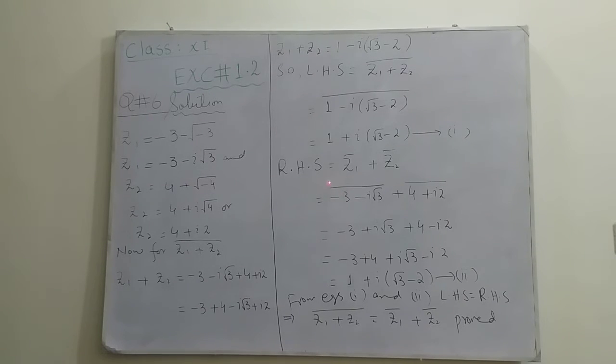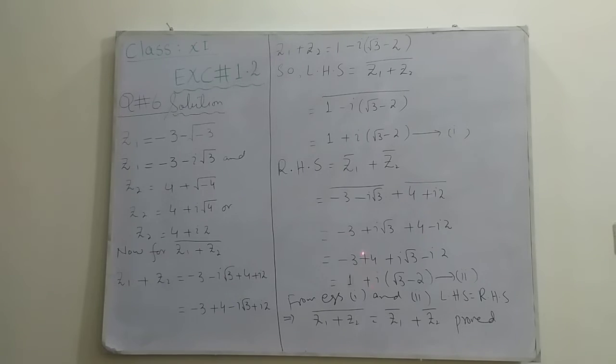Now we will take the right hand side, which is equal to z1 conjugate plus z2 conjugate. Putting value of z1, (minus 3 minus iota square root 3) whole conjugate, plus putting value of z2, that is (4 plus iota 2) whole conjugate. When we take conjugate, the sign of the imaginary part will be changed and the sign of the real part will be the same. So it becomes minus 3 plus iota square root 3. Similarly, for the second complex number z2, plus will be changed into minus: 4 minus iota 2.